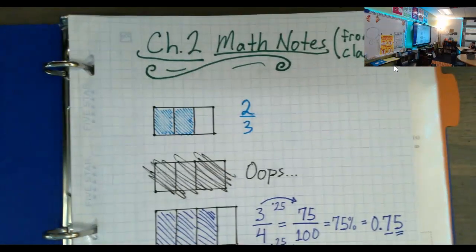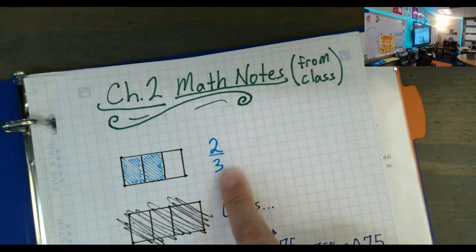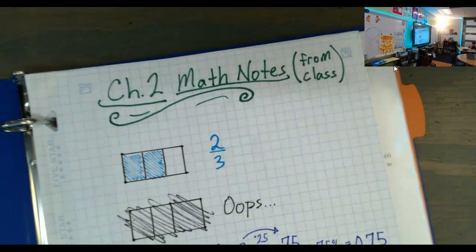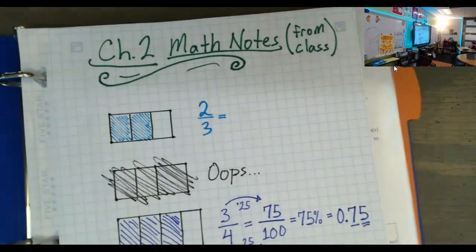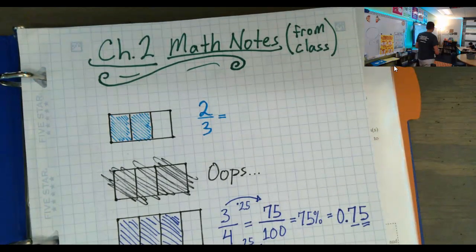So yesterday we did this, but I want you and your teammate to come back up to this 2/3. Let's try to convert that into a decimal. See what you figure out. You can follow the same process we sort of took yesterday.